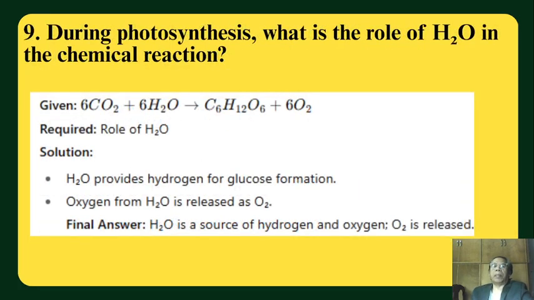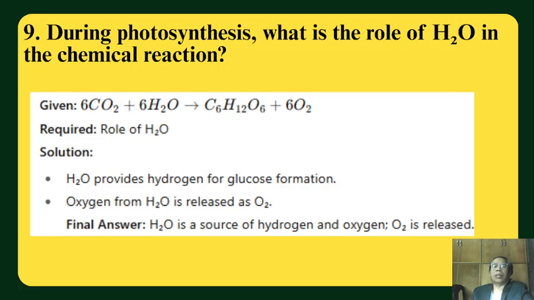Practice problem number 9. During photosynthesis, what is the role of water in the chemical reaction? So we're given 6 moles of carbon dioxide reacted with 6 moles of water to produce 1 mole of C6H12O6 and 6 moles of oxygen. We are required to determine the role of water.